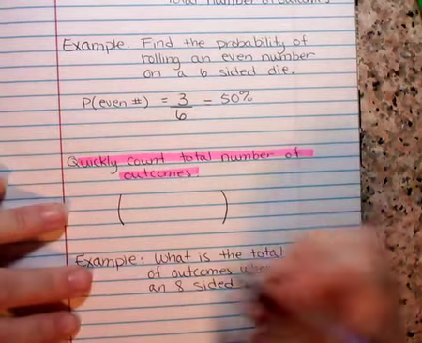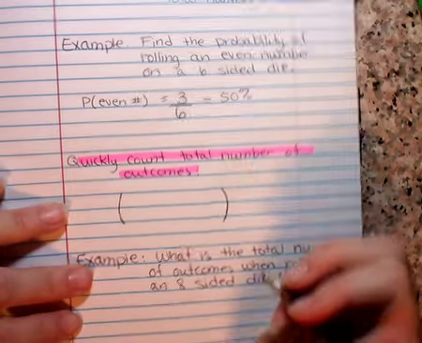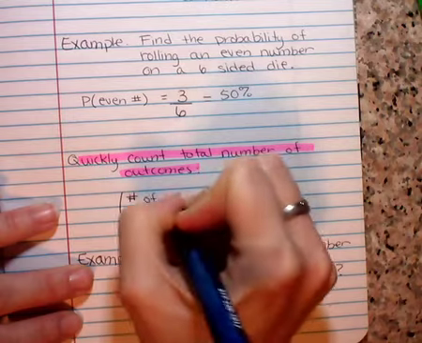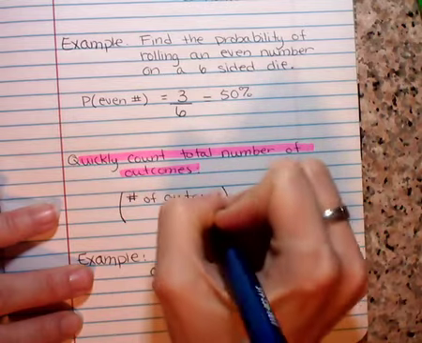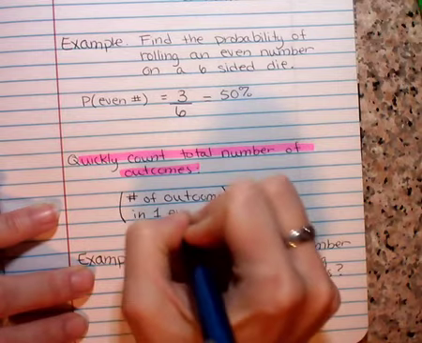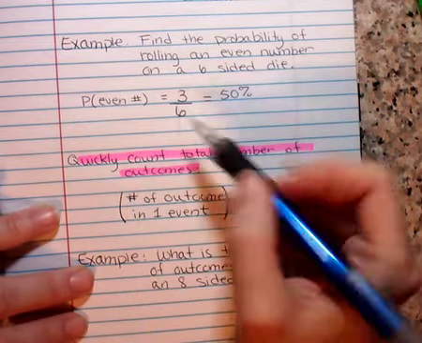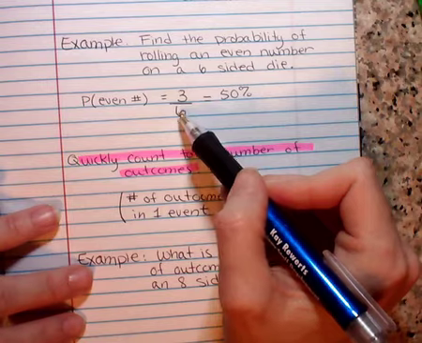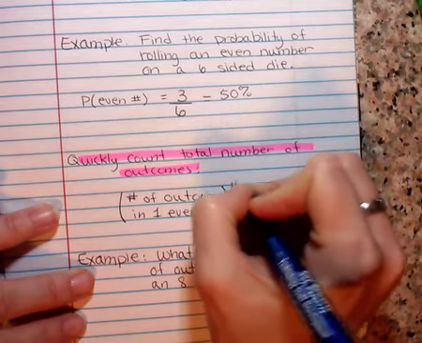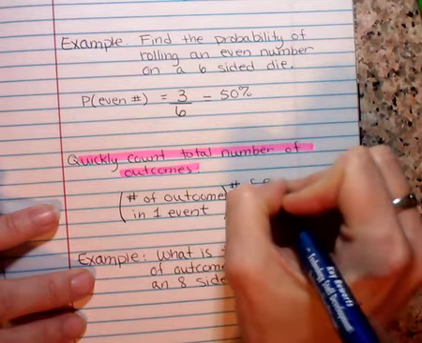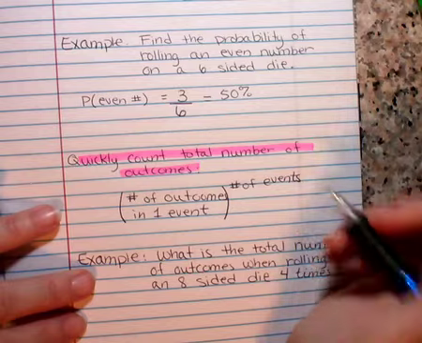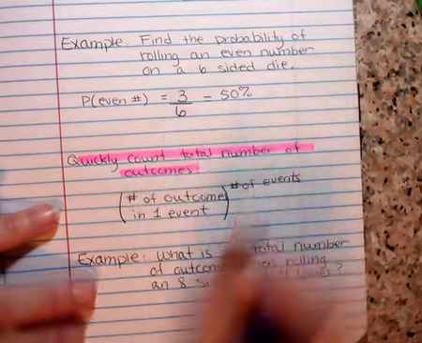Okay. If we quickly want to count the total number of outcomes on multiple events, then we can use the number of outcomes in one event. So for example, in rolling our die, there were 6 outcomes in one roll. And we can take that to the power of the number of events that we're going to have. So if we're going to roll 3 times, that would be 3 events.